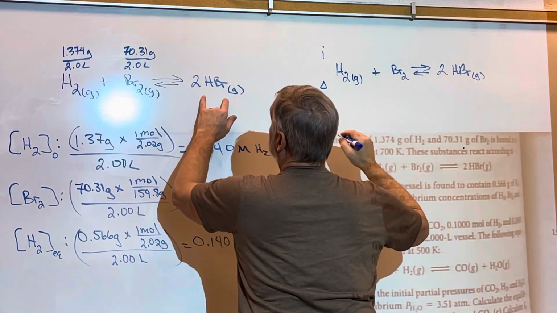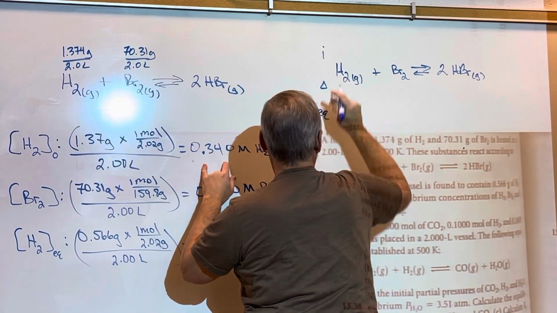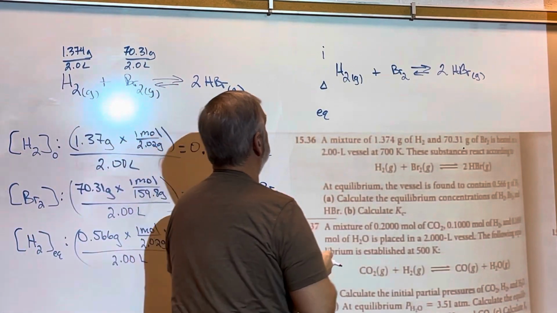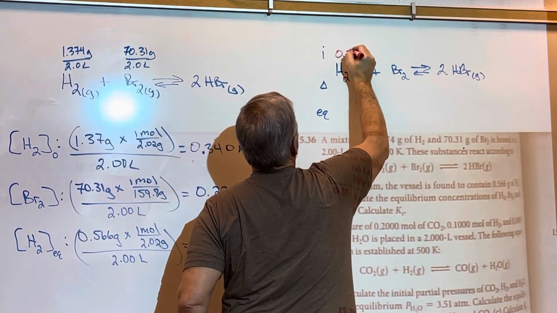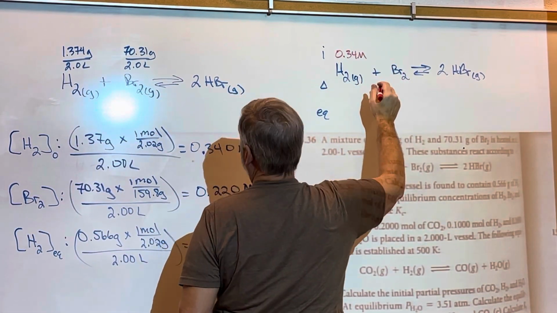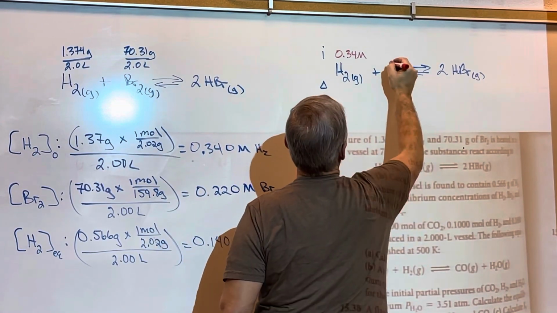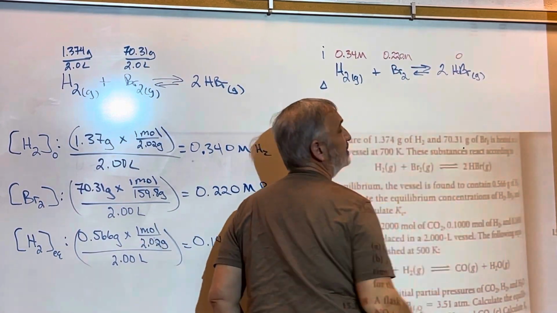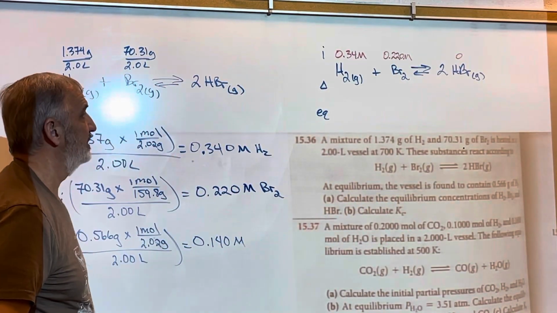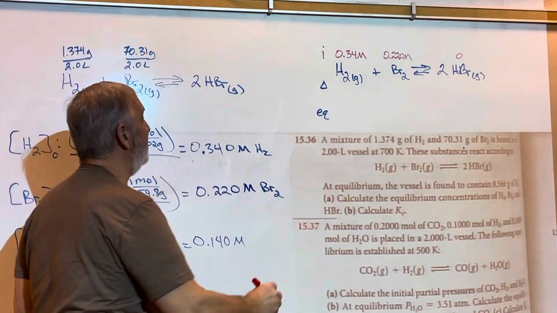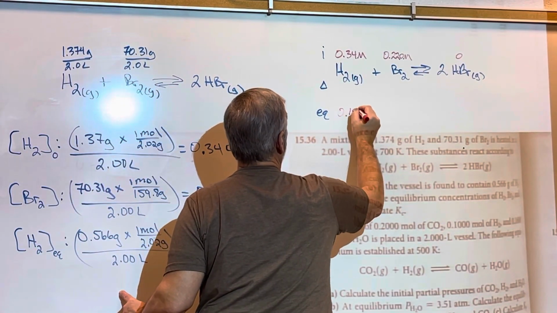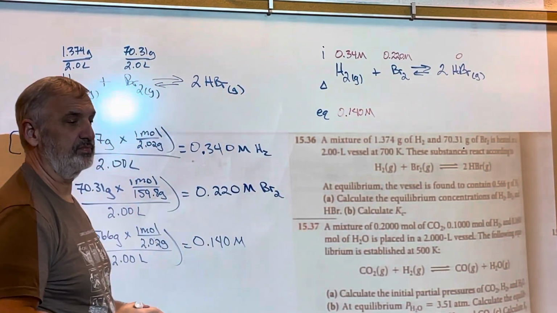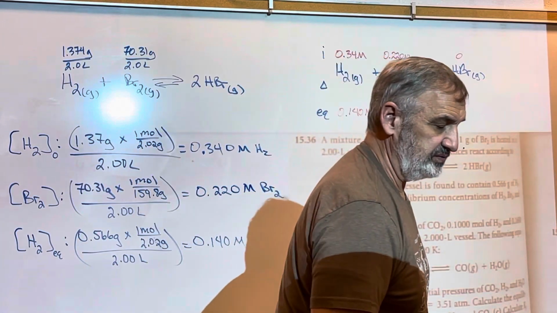So I know my initial H2 is 0.34 molar. I know my Br2 is equal to 0.22. HBr is 0 molar. I have 0 of that to start with. Then it tells me at equilibrium I have 0.140 molar of that. You finish it from there.